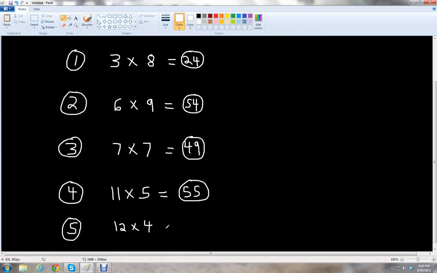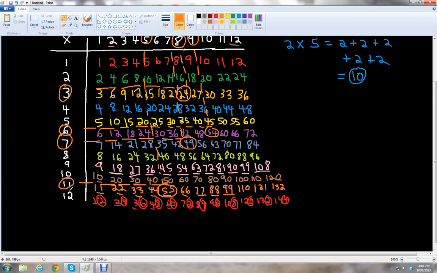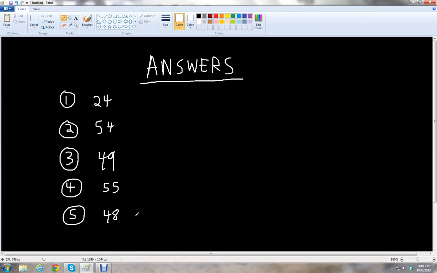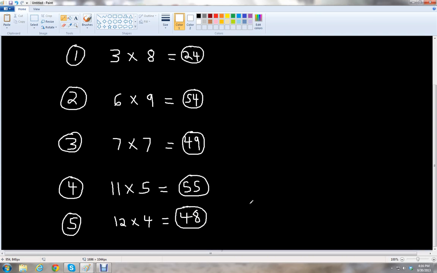Okay, so we're going to look at our last problem, 12 times 4. And 12 and 4. There we go. 12 times 4 looks like 48. Did we get 48? Yes, we did. 12 times 4 is 48. And so those are the problems.